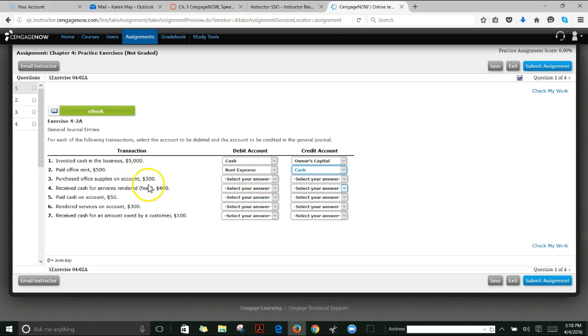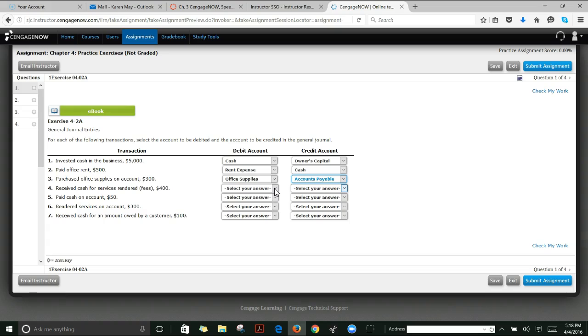Purchased office supplies on account for $300. In this case, we have more office supplies, which is an asset, so we increase it with a debit, and we're going to increase our accounts payable since we did that on account. So we will credit accounts payable since it's a liability.